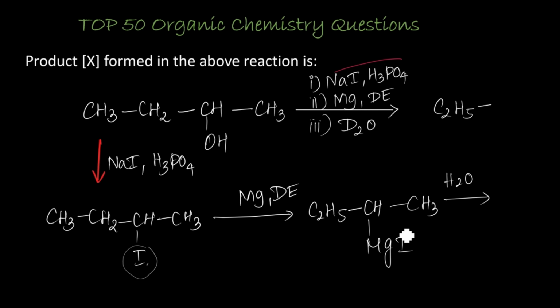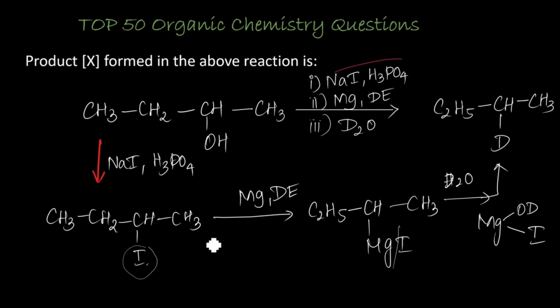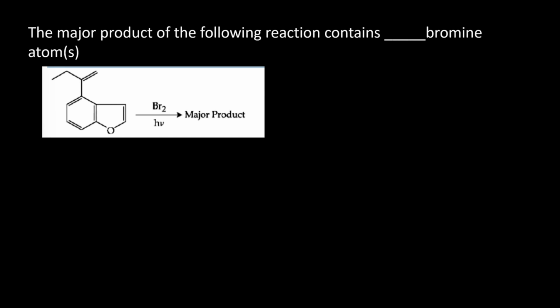Mg will take up the OH part. Remaining I'll have CH, D, this D2O, right? So DCH3. Remaining I'll have Mg, OD and I.